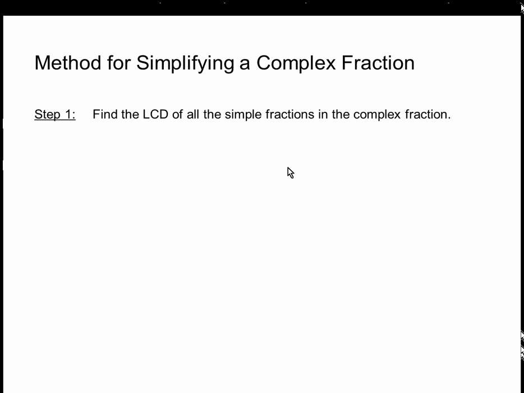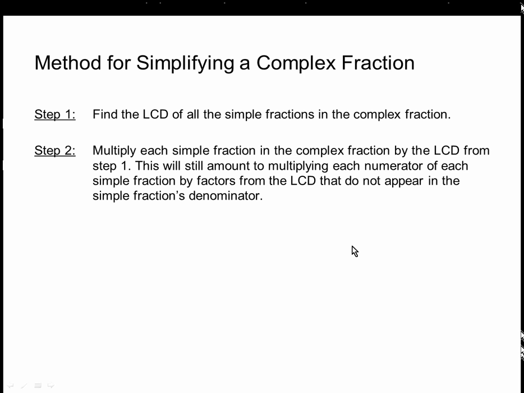Step 1. Find the LCD of all the simple fractions of the complex fraction. Remember, that amounts to factoring your denominators. Step 2. Multiply each simple fraction of the complex fraction by the LCD from step 1. Remember, this still amounts to multiply each numerator of each simple fraction by factors from the LCD that do not appear in the simple fraction denominator. Now again, we really do mean multiply here.